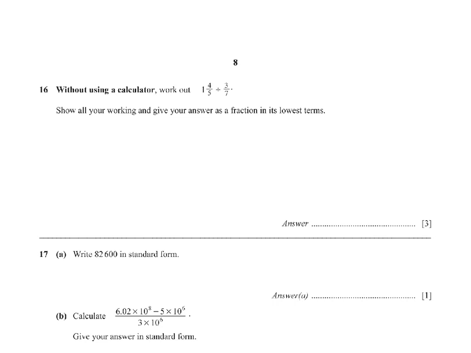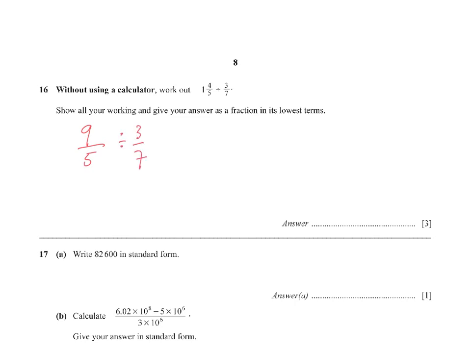It says, without using a calculator, work out 1 4/5 divided by 3/7. And you've got to show all your working and give your answer as a fraction in its lowest terms. Now, of course, you can always use your calculator to check your final answer, but it's the workings that you're going to get the points for. What do you need to do? Let's turn this mixed number into an improper fraction first. So 1 times 5 plus 4, so that's equal to 9/5 divided by 3/7.